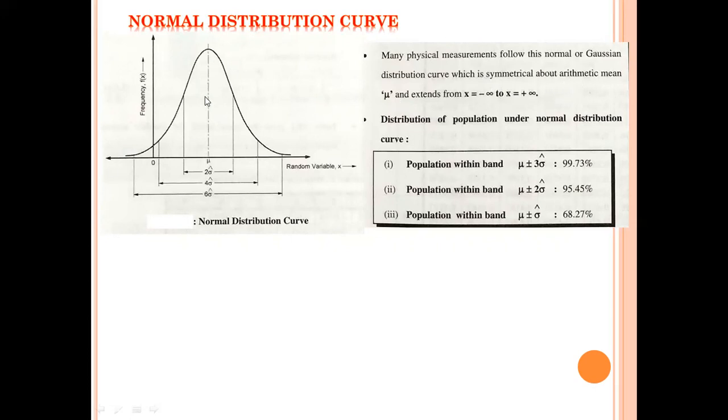So this curve is symmetrical about the arithmetic mean mu and extends from x equal to minus infinity to x equal to plus infinity. On this side of the x-axis it will be the positive variable x, and on this side the negative variable, that is minus x. This means the curve can extend up to positive infinity and up to negative infinity. Such a curve, if it is drawn as random variable x versus frequency f of x, is called a normal distribution curve.